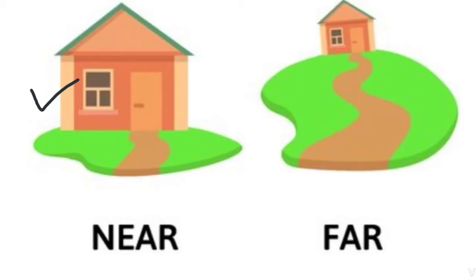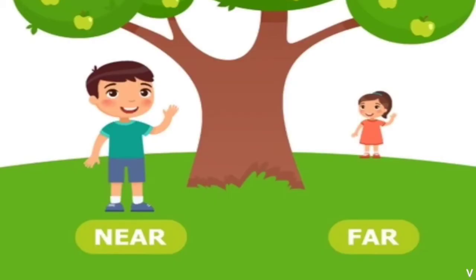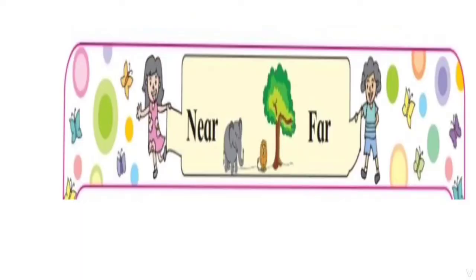This house is near and this house is far. This house is looking bigger because it is near, and this house is looking smaller because it is far. So dear students, look at this next picture. How many children are there? There are 2 children. Who is near? The boy is near and the girl is far. Near, far. Understood? Very good.